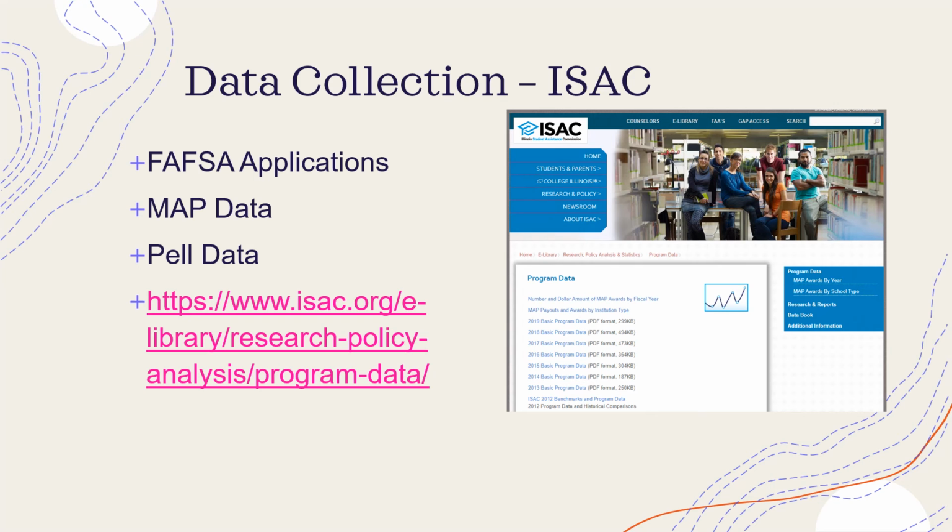The Illinois Student Assistance Commission, ISAC, collects all the information on financial aid. So this is where you're going to get information on how many students have applied for and how many students completed their FAFSA applications, as well as how many have applied for MAP data and how much was available to them in their awards. Pell data, you know, the same kind of information. And so the link is on here in order to gain access to those data sets to help you along.